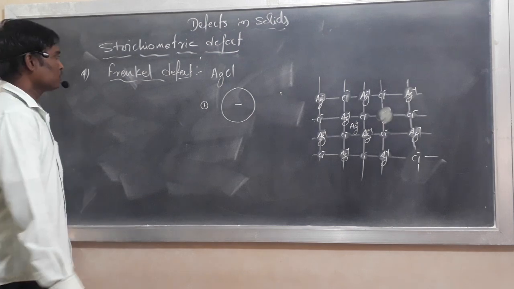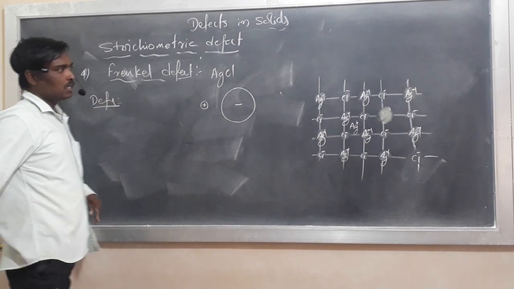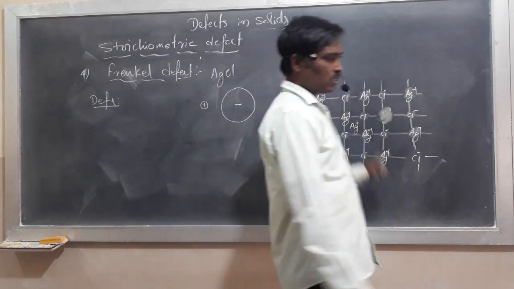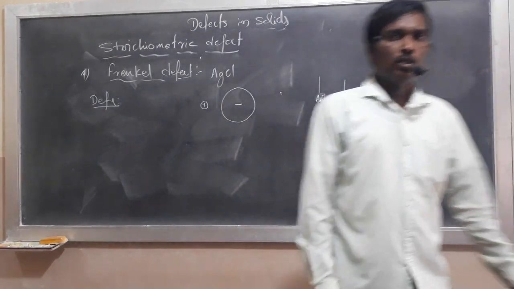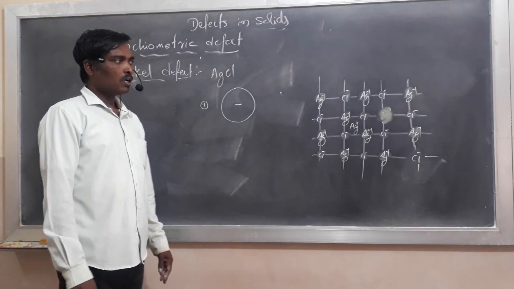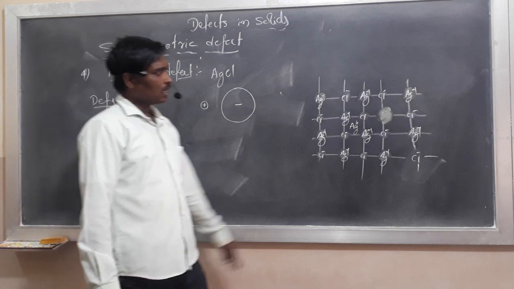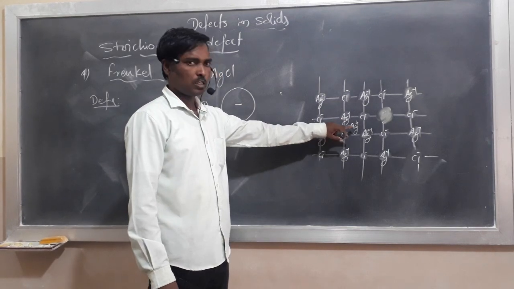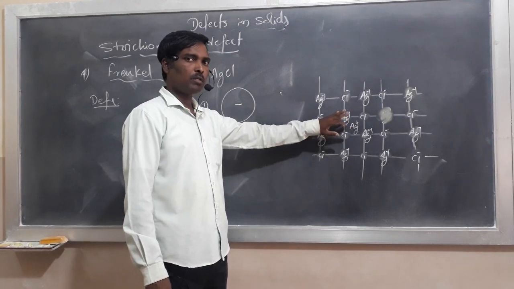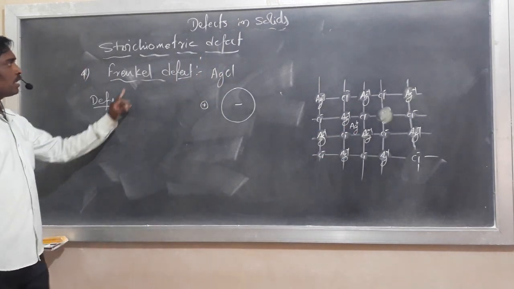There is a definition. We can define this Frenkel defect as follows: the cations, which are small in size, are dislocated or missing from the regular lattice point. They occupy an interstitial position, which is an empty space present between the two rows. Such defects we call Frenkel defects.